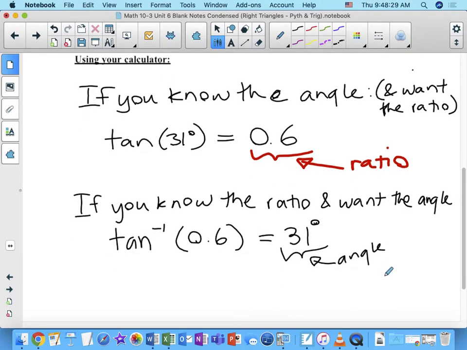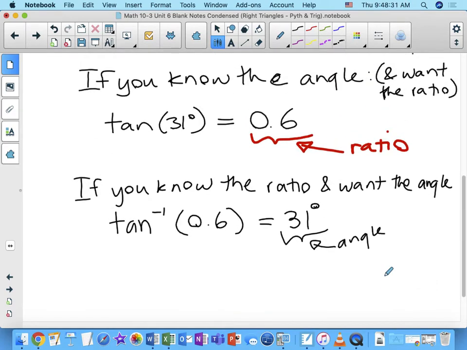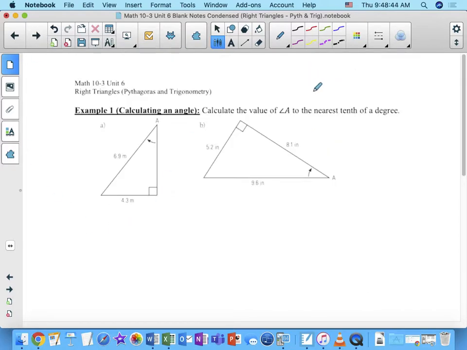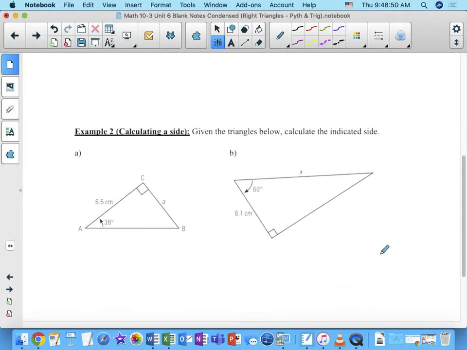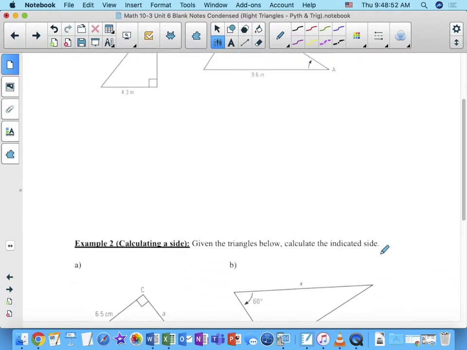Okay. Let's actually do some examples now, because this all seems very theoretical. We've got to put it into practice. Okay. Example 1. These ones both actually have to do with calculating an angle. So we'll start with that, and then we'll do example 2 where we're calculating a side.